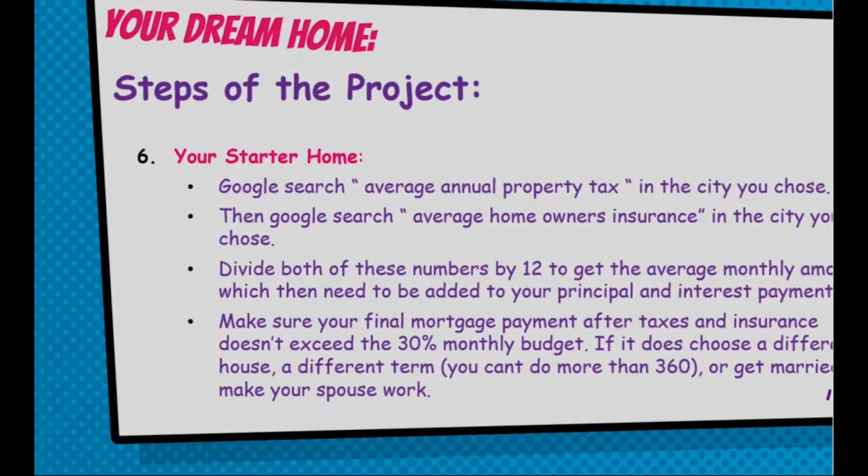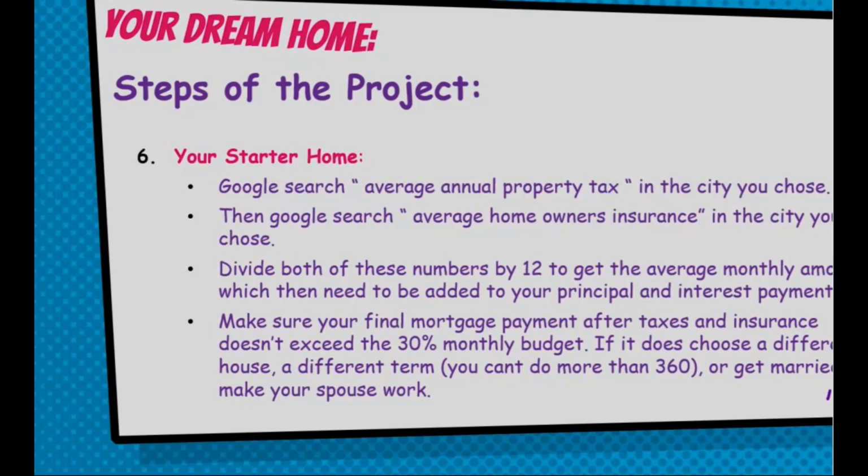After we have that, we're going to Google search both of these two things: average annual property tax in the city you chose, and average annual homeowners insurance in the city you chose. Divide both of those by 12 and add them to your P&I payment, your principal and interest. Make sure your final mortgage payment after taxes and insurance does not exceed your 30%.